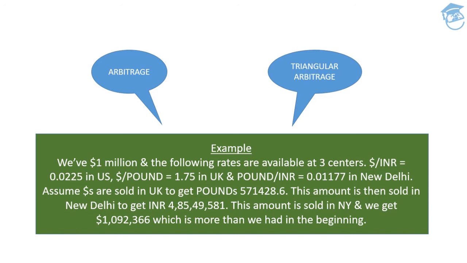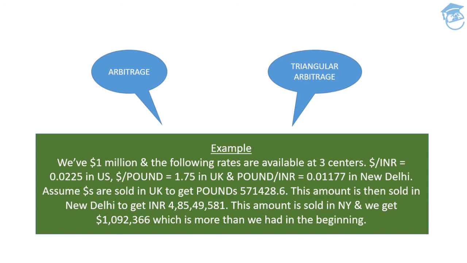Now remember guys, when I started this arbitrage process, I actually had in my pocket $1 million. Now, since I did a reverse kind of arbitrage, I got a figure of 1,092,000. So what's my benefit? I was able to go with an arbitrage of making a profit of 92,366, which is more than what we had in the beginning. This is all about arbitrage and triangular arbitrage.